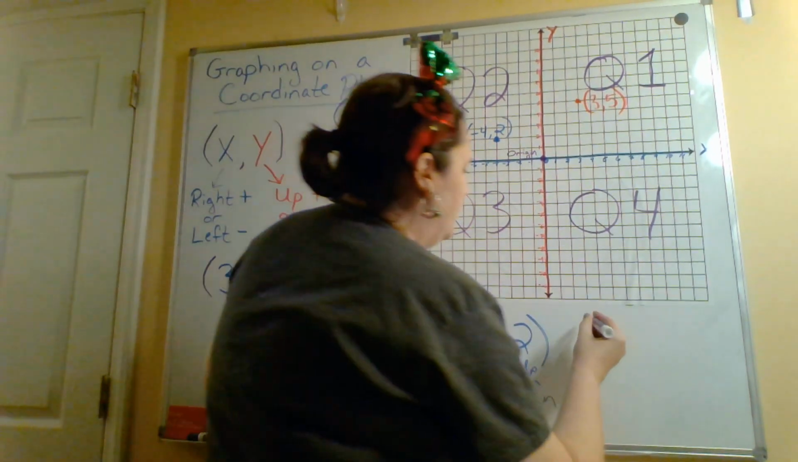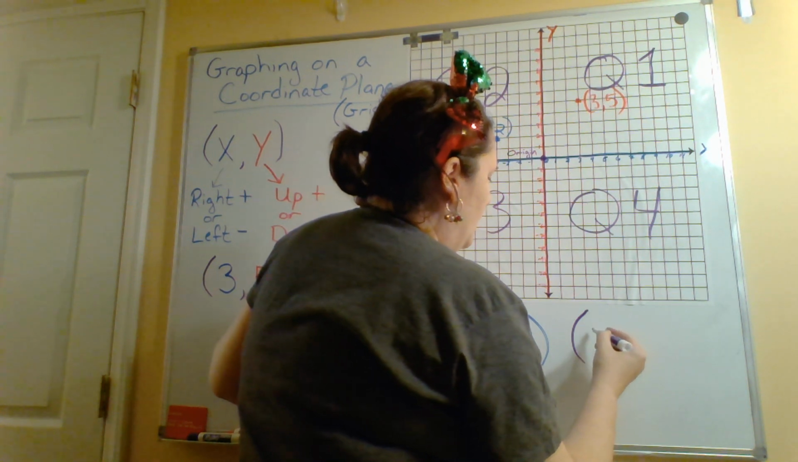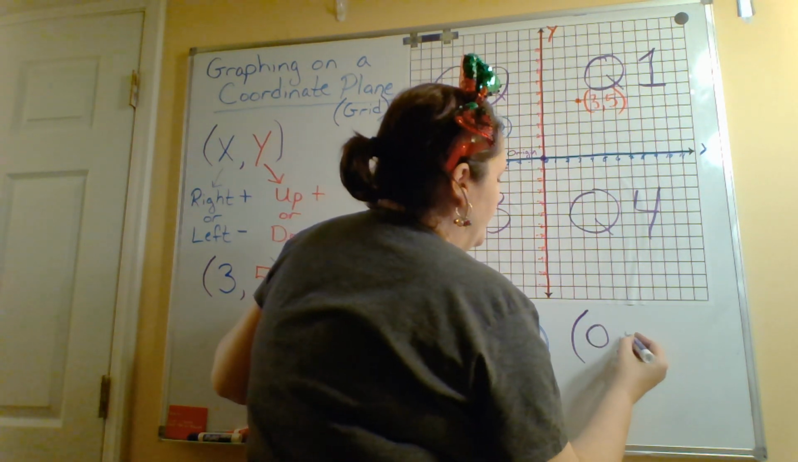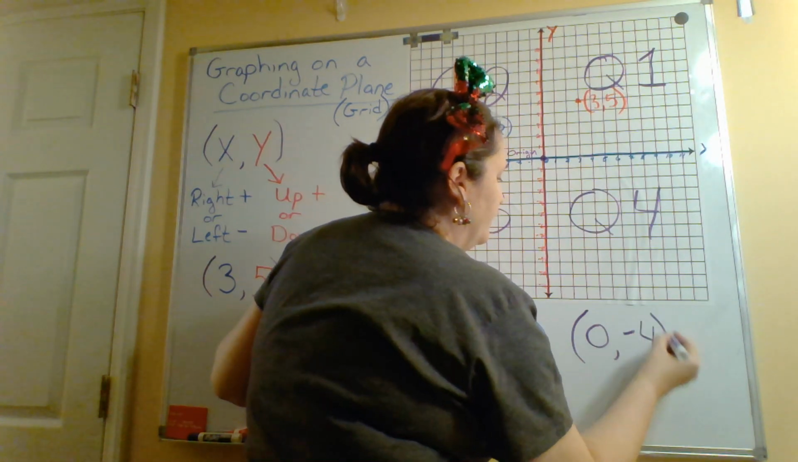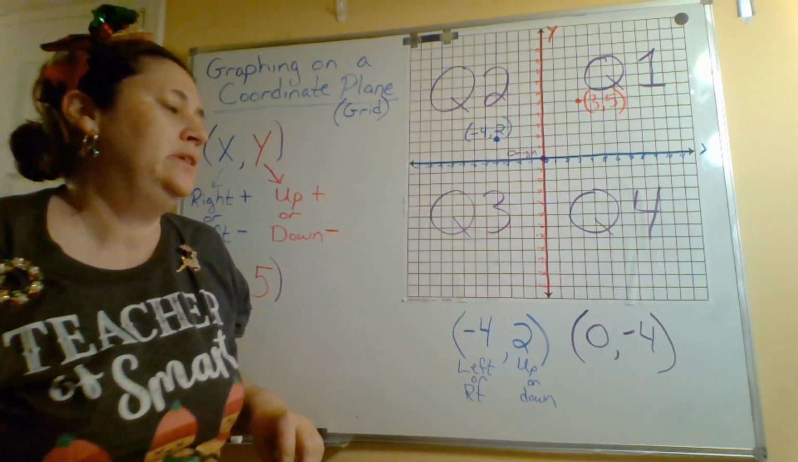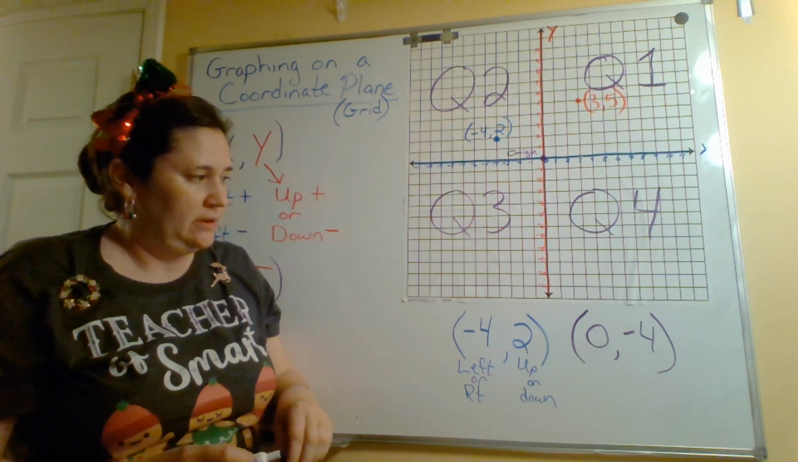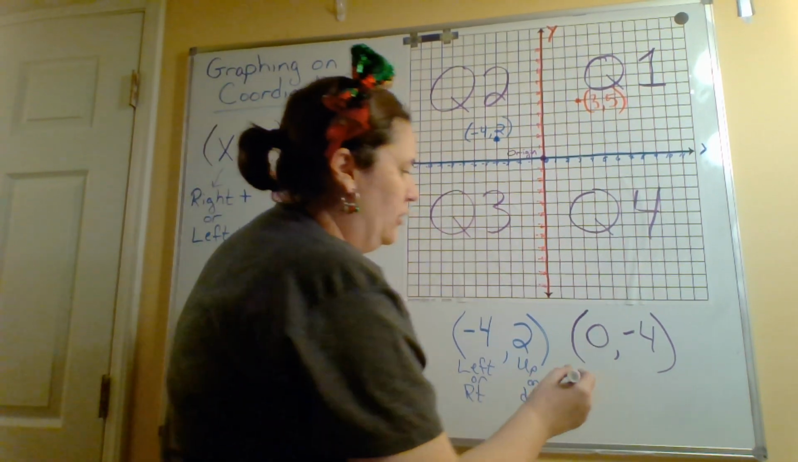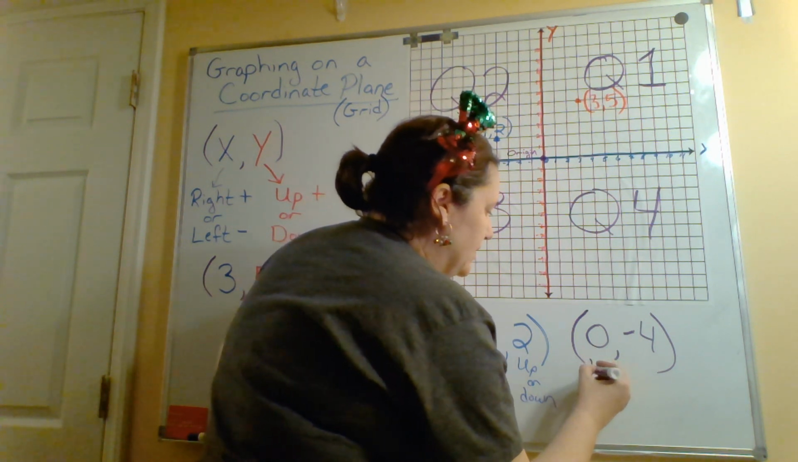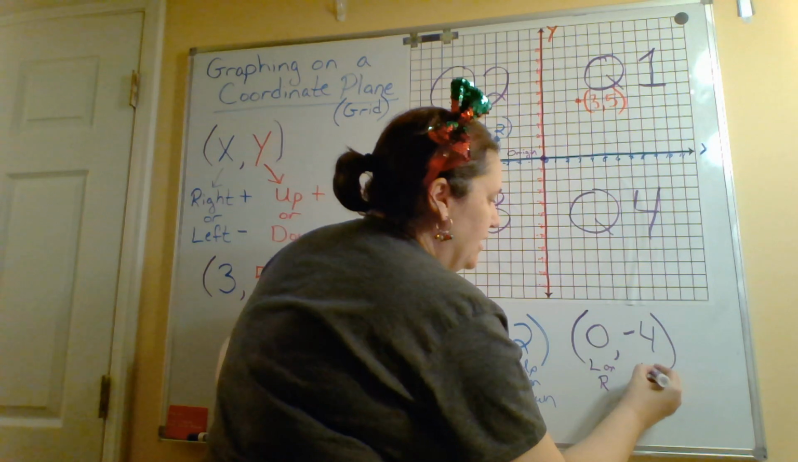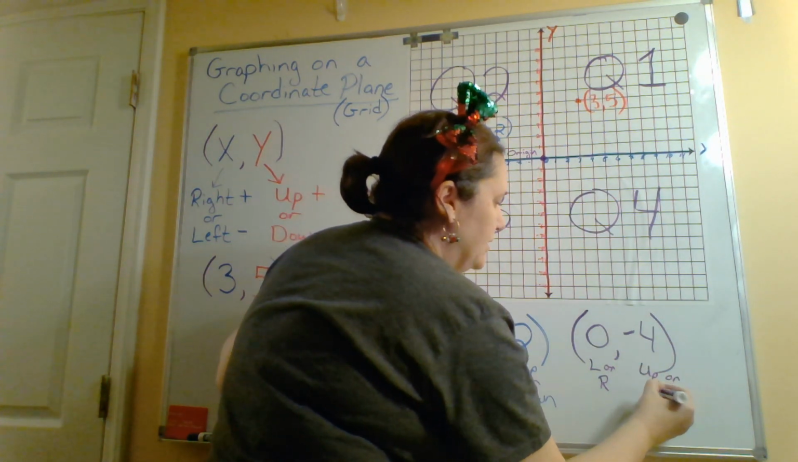Let's do the point (0, -4). Remember, the first number tells us left or right. The second number tells us up or down.